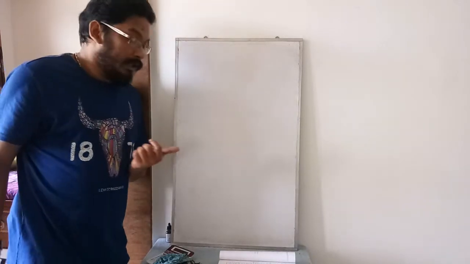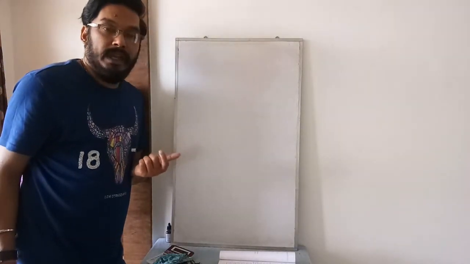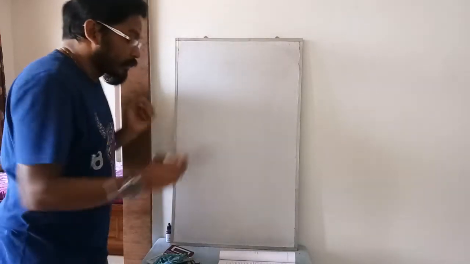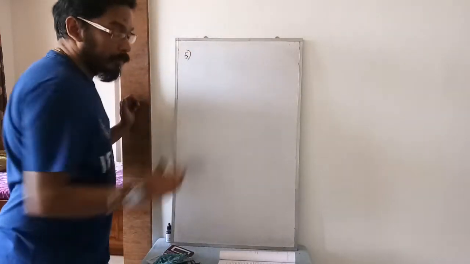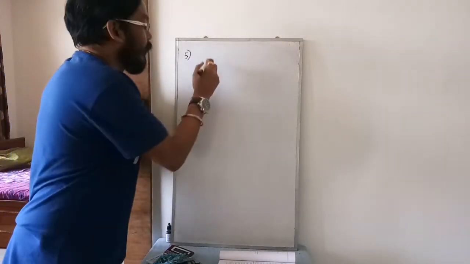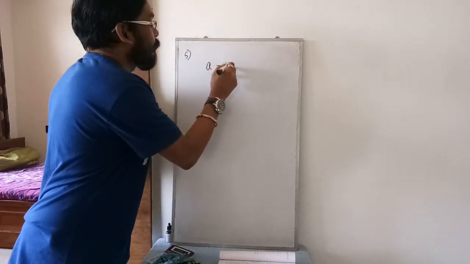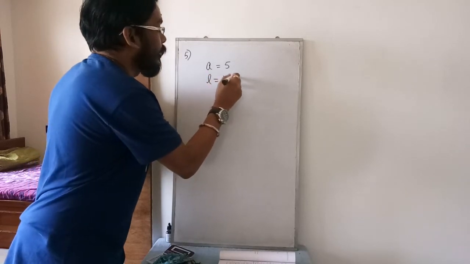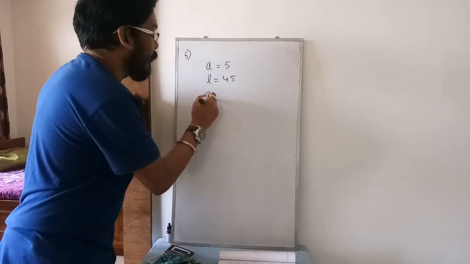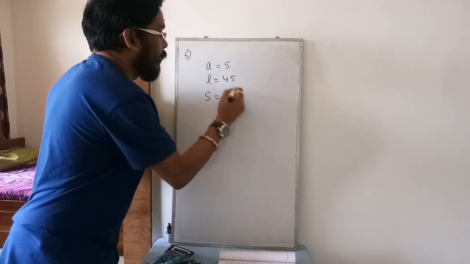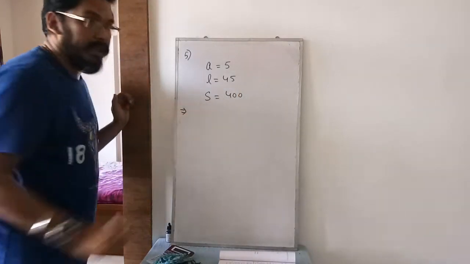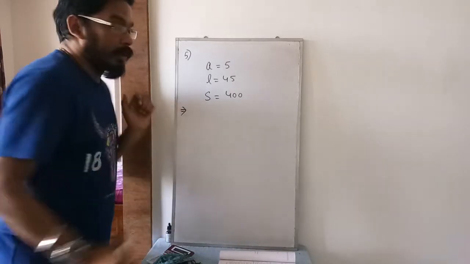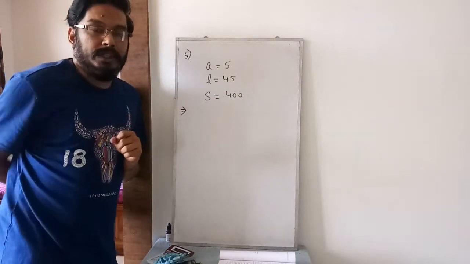Since you know the first term, the last term and the sum as well, you can use the shortcut formula of sum. So let me first assign variables for the values given. A equal to 5, L equal to 45, and the sum is given as 400. So first I have to find the number of terms, so I can use the shortcut formula of sum. If you remember, I have given two formulas for sum.